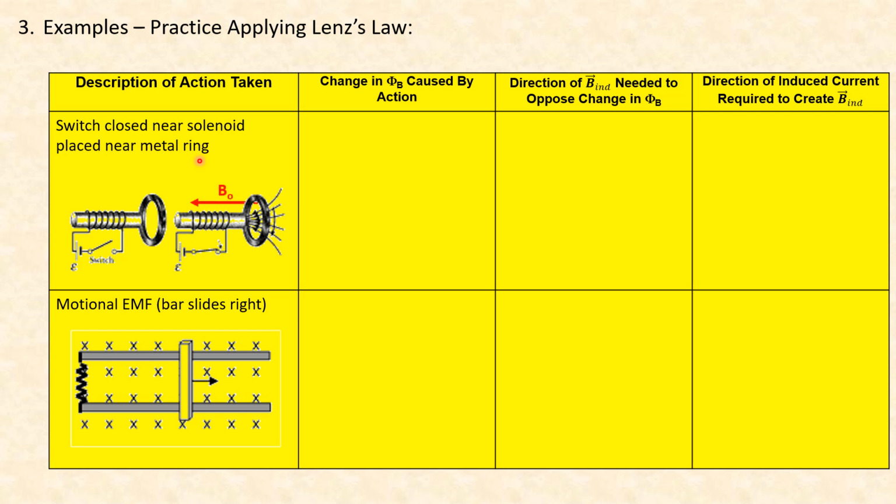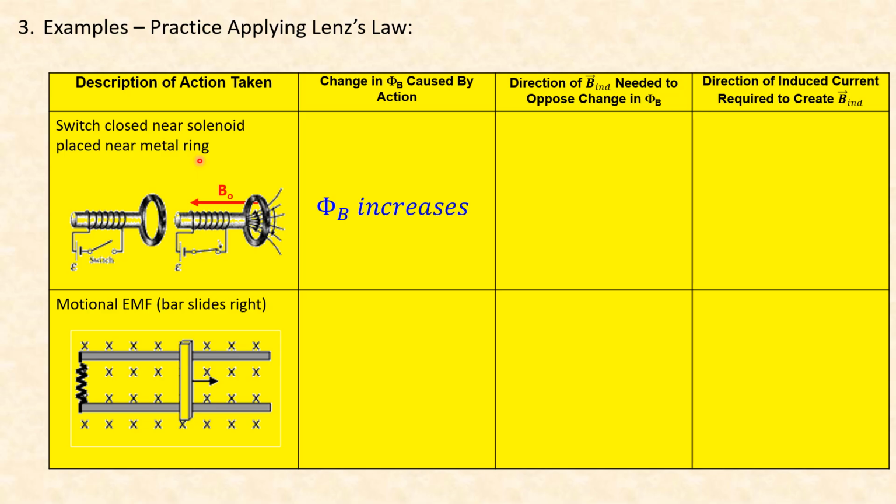And the original magnetic field, when the switch is flipped, will be to the left. So obviously, considering the change in flux caused by the action, there is no magnetic flux at first because there is no field to start out with, but when the switch is flipped, this magnetic field exists to the left, so clearly the flux through our circuit increases.